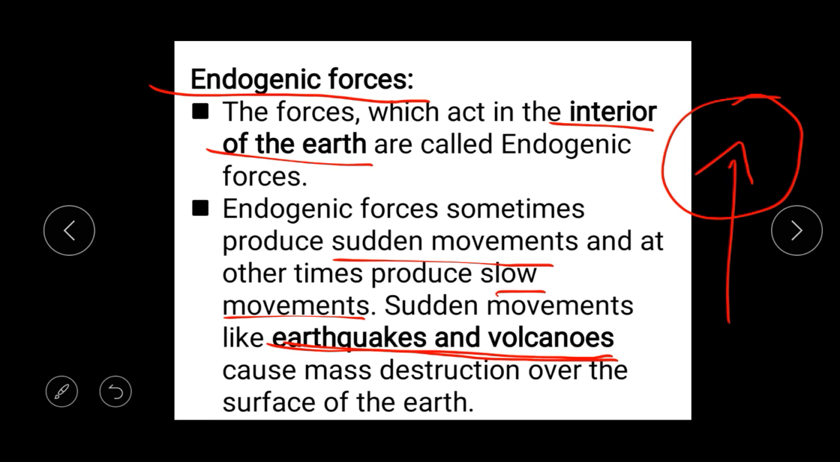You all know earthquake, right? Our earth will move, it will dance. That is called an earthquake. We'll see details about earthquake and volcano in the coming slides.